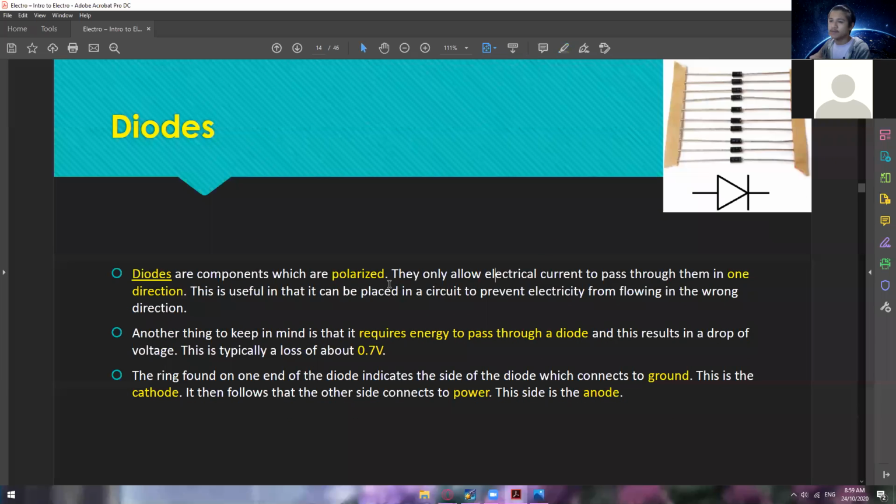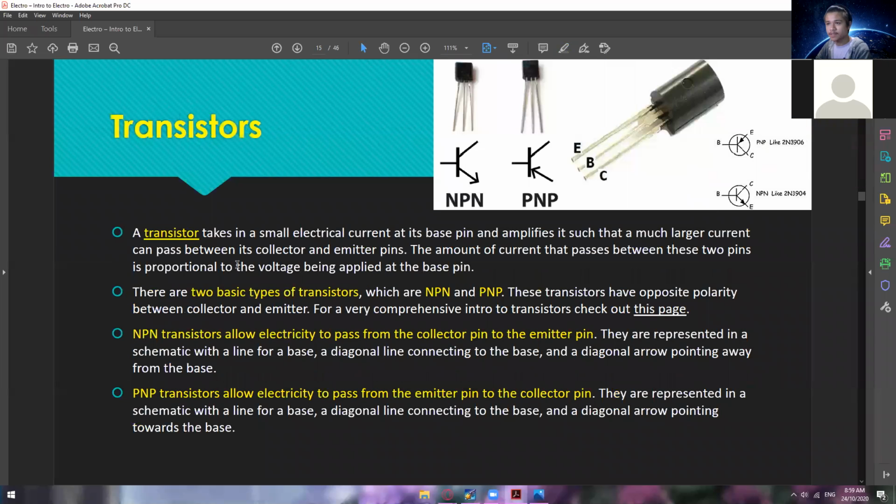All right, so the next one is transistors. What are transistors? A transistor takes in a small electrical current at its base pin and amplifies it such that a much larger current can pass between its collector and emitter pins. The amount of current that passes between these two pins is proportional to the voltage being applied at the base pin. We have two types of transistors, the NPN and the PNP.